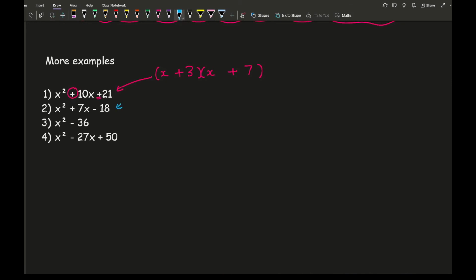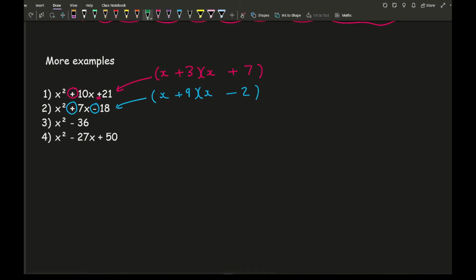Looking at question 2, once you've decided what numbers to choose, in this case I'm looking for two numbers that multiply together to give me 18 and added together give me 7, and that's going to be 9 and 2. Looking at this, because this is a plus, it means the bigger of the two numbers is going to be a plus. And because this is a negative, it means the signs are going to be different, so that means it's going to be a negative.